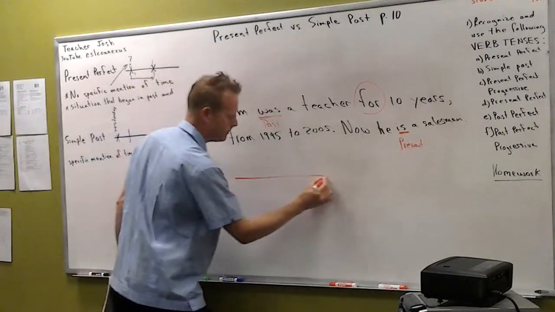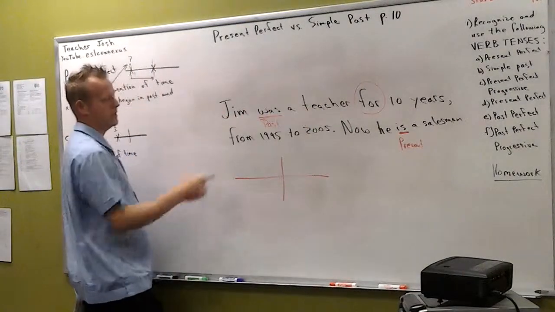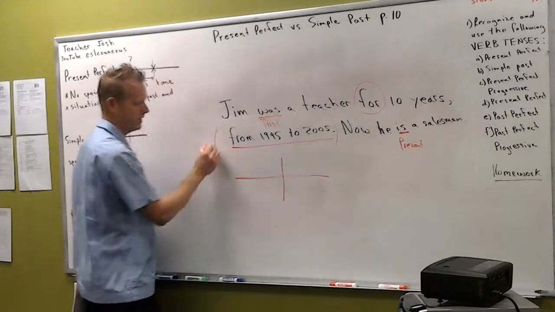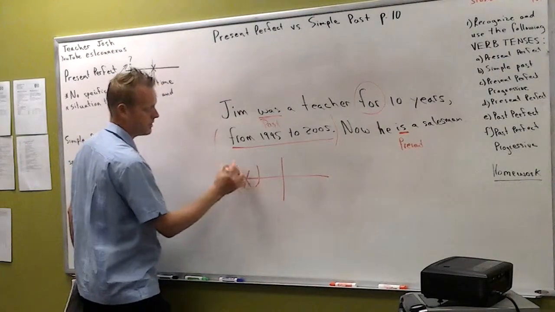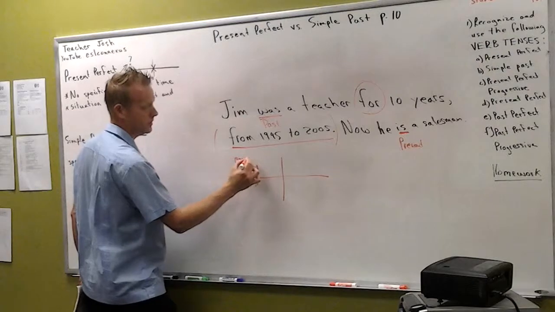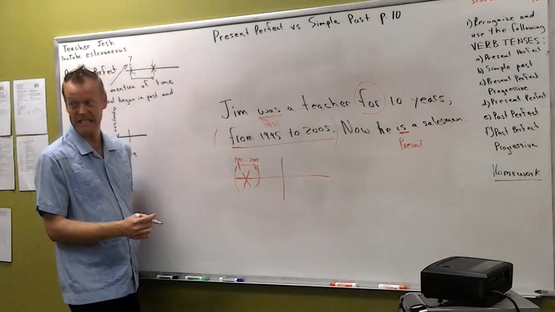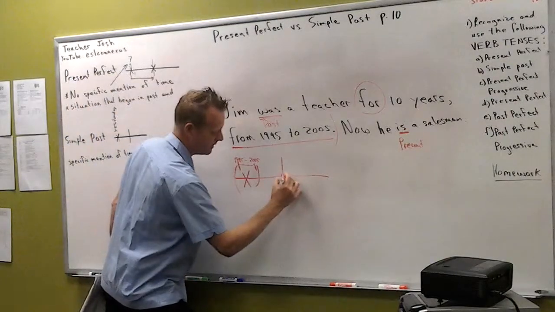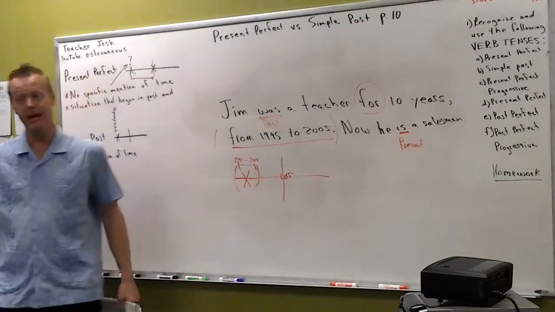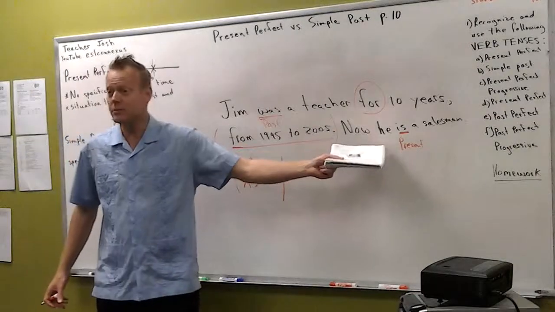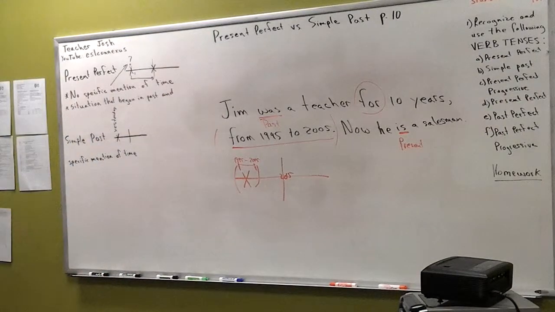So, listen, on a timeline, here's the difference. He was a teacher for 10 years. And then I put, you notice this right here? From 1995. It's finished. Yeah, it's finished. 1995 to 2005 is this time period. It started and it ended. Yeah? And if today is 2015, listen, it doesn't say anything about up till now. He's now a salesman. So at some point between 5 and 15, he quit teaching. And now he's a salesman.